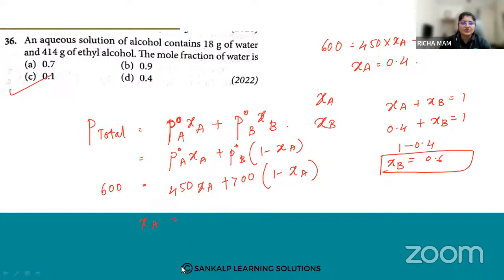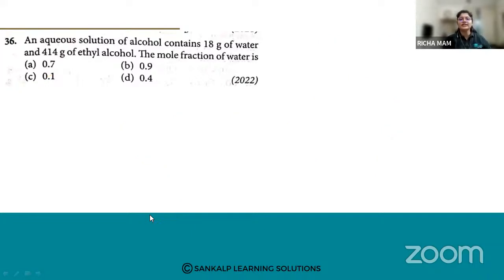An aqueous solution of alcohol contains 18 grams of water and 414 grams of ethyl alcohol. The mole fraction of water is. Okay, so simple question based on mole fraction. So first, mole fraction of water. What is mole fraction? Mole fraction of water is what? 18 grams of water divided by the given weight.